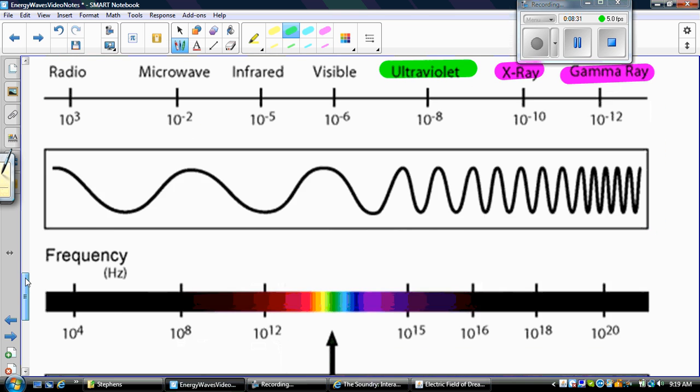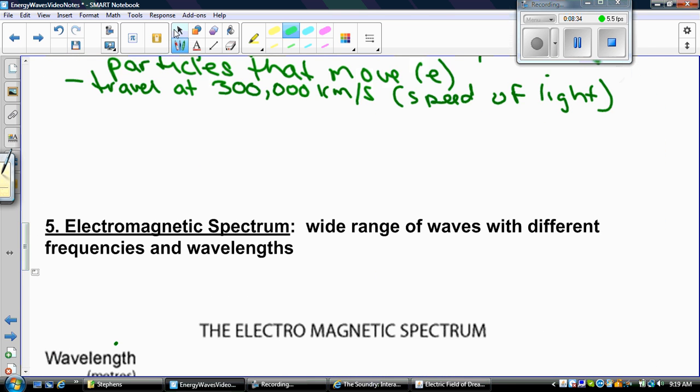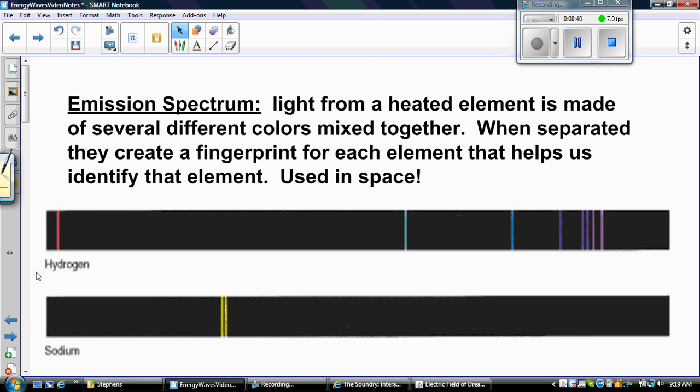Okay. Now, one thing we're going to talk about and help you understand the relationship between wavelength and frequency is we're going to look at an emission spectrum. So this is the light that is released from an element that has been heated. And when elements are heated, they're made up of 7 different colors that are mixed together. When they're separated, they create a fingerprint for each element that helps us identify that element. We use this in space. So if we want to find out what types of elements are in a planet's atmosphere, we can use this emission spectrum to discover that.